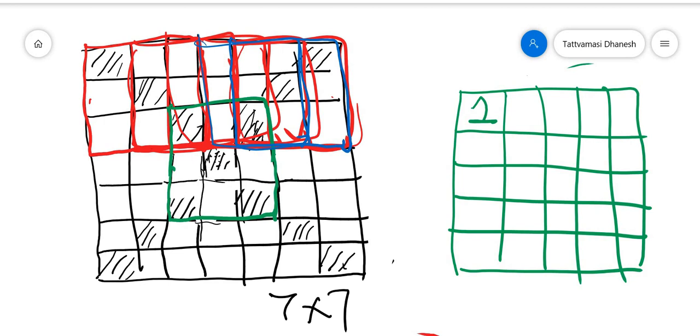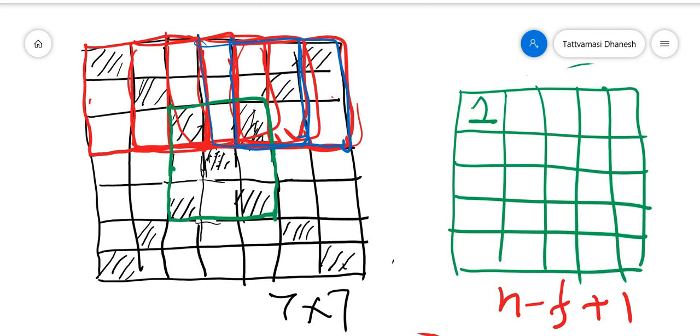So for that only you have used this formula, n minus f plus 1. N is the number of pixels. If it is a 7 by 7, n is equal to 7. F is for the filter. If it is 3 by 3, f is 3. That is 7 minus 3, that is 4, plus 1. That's this map. So I am talking about the output of this map. So I put 1 here.